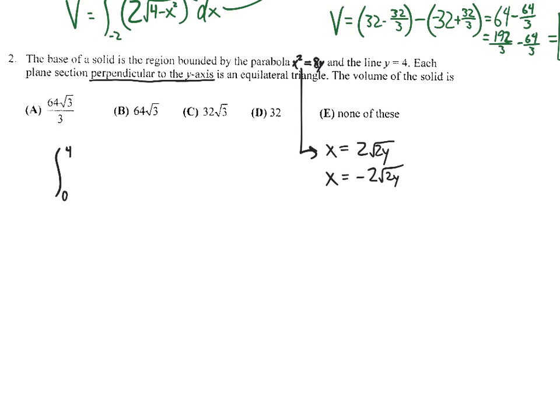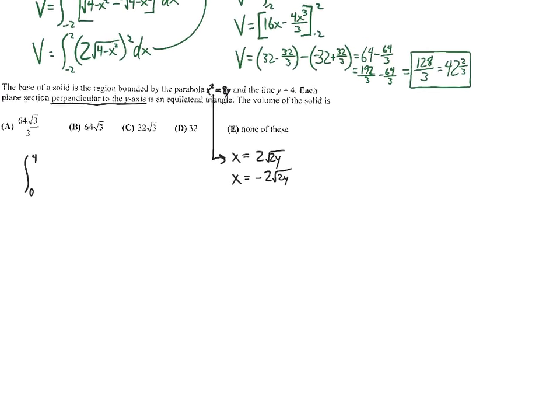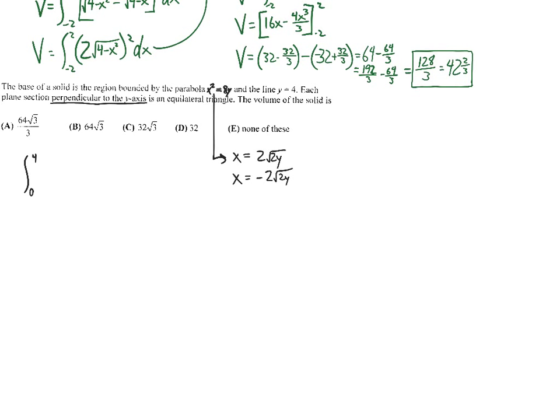So I've got an equilateral triangle. Let me draw this equilateral triangle here for you. You may remember the formula for an equilateral triangle from the one that we did the other day. If we call this the f of y, and we'll call this the g of y, then the side of this equilateral triangle is going to be f of y minus g of y.